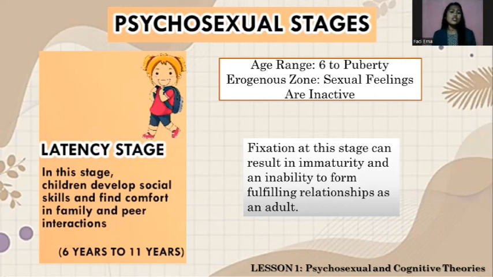The fixation at this age can result in immaturity and inability to form fulfilling relationships as an adult. So if this is not developed, they may find it hard to open themselves up to other people, and it also results in immaturity.